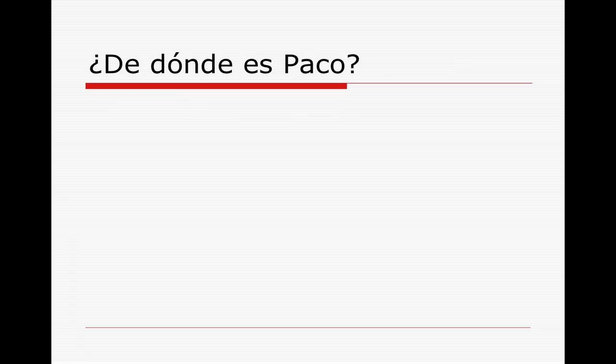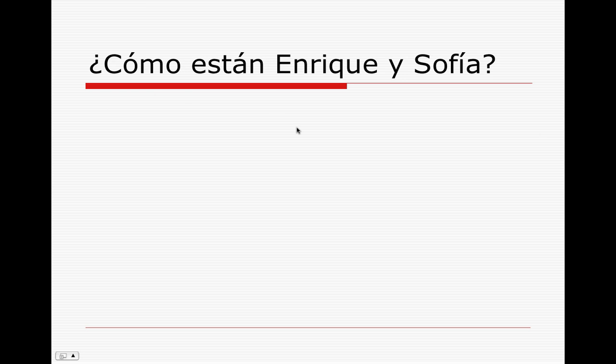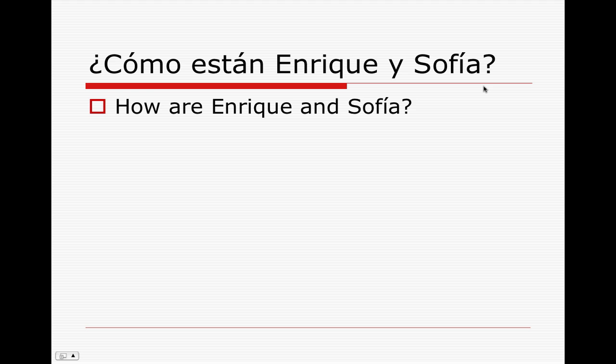¿De dónde es Paco? And again, we first have our question word, de dónde, then the verb, and the subject. Where is Paco from? The next one says, ¿Cómo están Enrique y Sofía? Again, we start with our question word, ¿cómo? Then we have the verb están, and finally we have the subject, Enrique y Sofía. How are Enrique and Sofía?